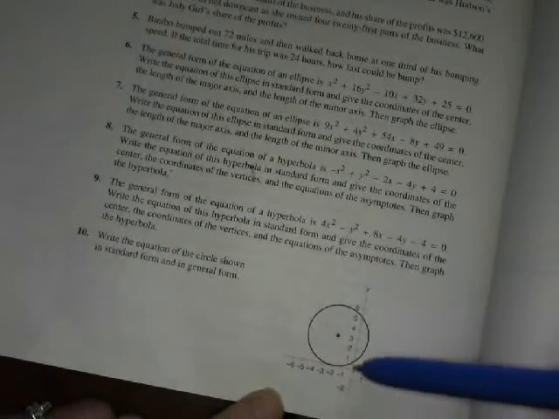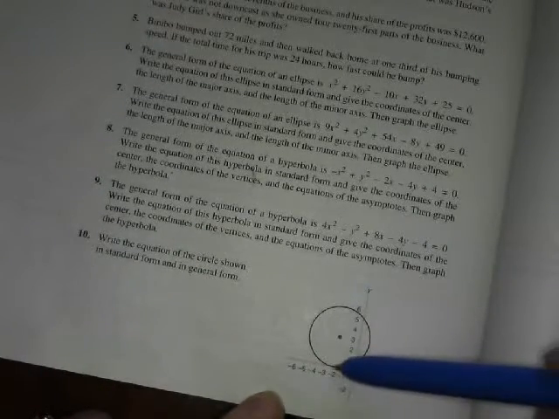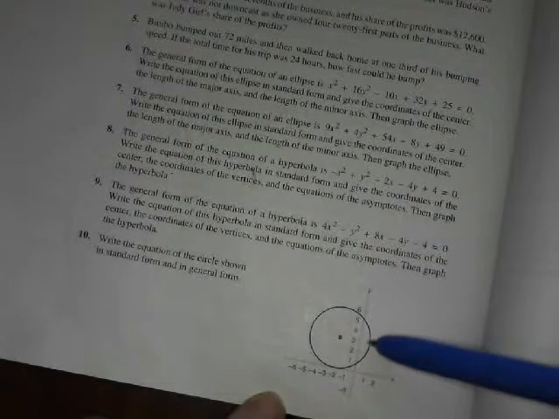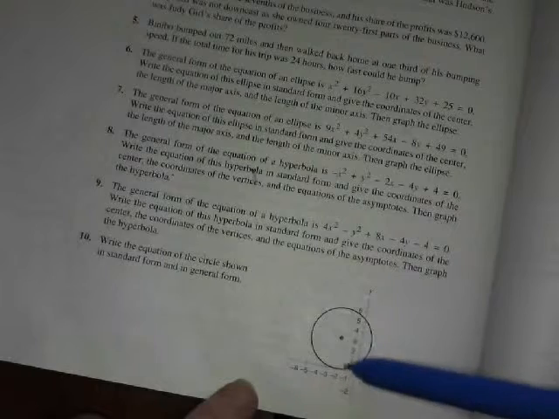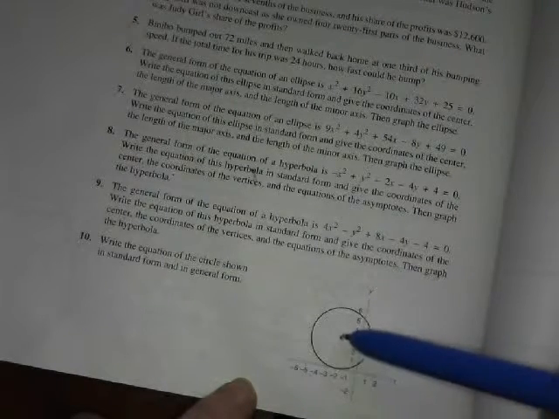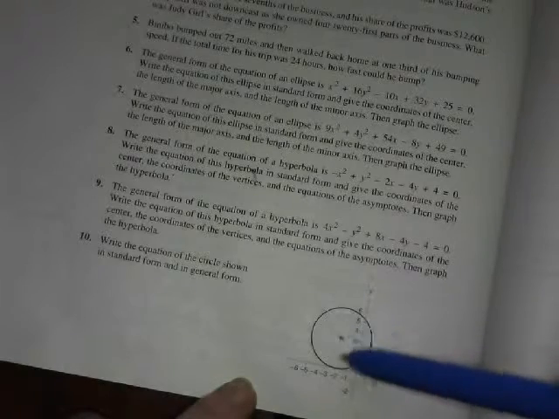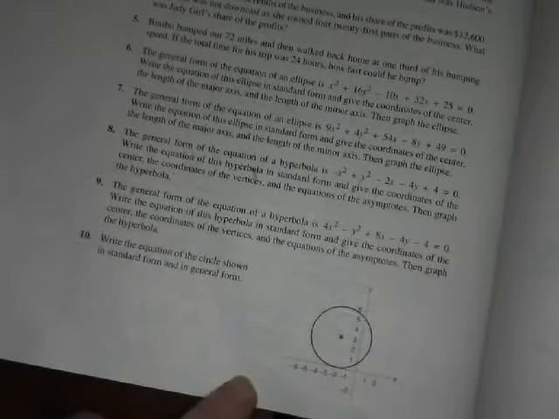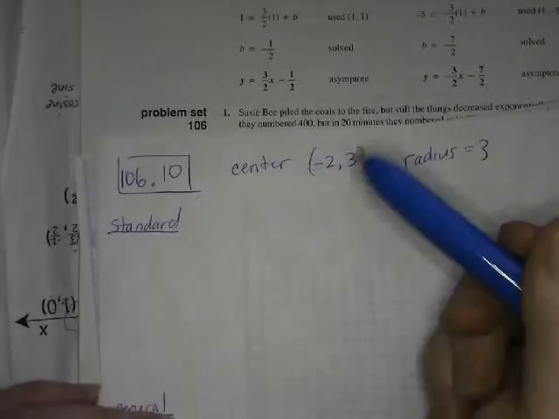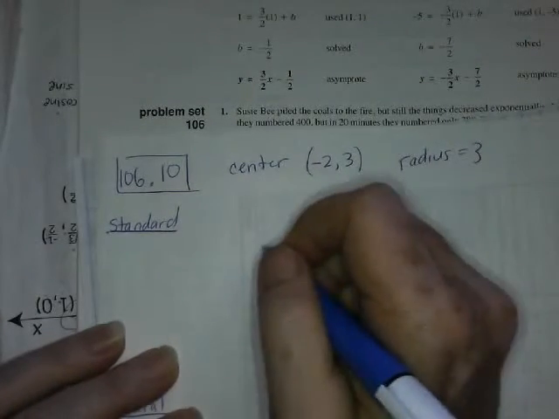I've already calculated that the center is at -2, 3, and I wrote that on my paper. I got the radius just by looking at it. The edge of the circle is on the x-axis and the center's at 3, so the length of the radius is 3. Now I'm going to do standard form, which will be super easy because I just looked at the graph.